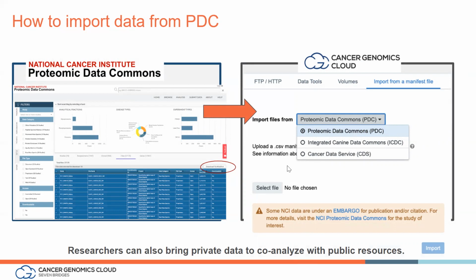And then the import is very fast. So essentially it's linking the file objects from the PDC bucket to your cloud bucket. And there's symbolic links there. So there's no really heavy duty moving of data. So that's one of the benefits of using the cloud resources.